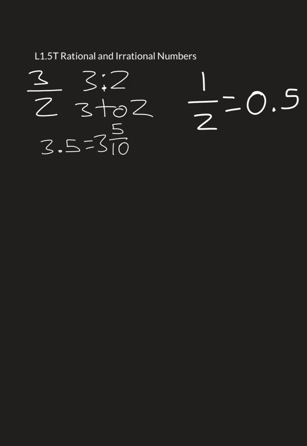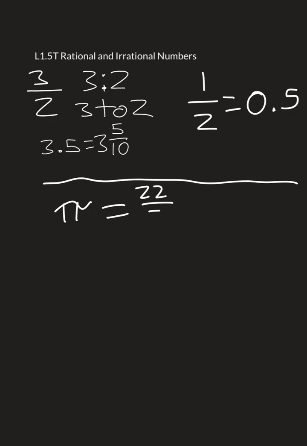Irrational numbers are numbers that can't be written as a ratio of two integers. One of the most common irrational numbers that you see a lot is pi. Let me back up. Pi can be written as a fraction, 22/7. But if you convert that fraction to a decimal, it would be approximately equal to 3.14. And you'll often see these 3 dots.